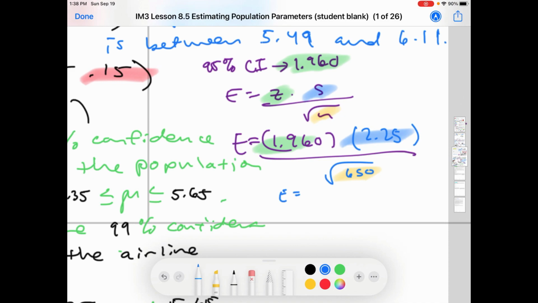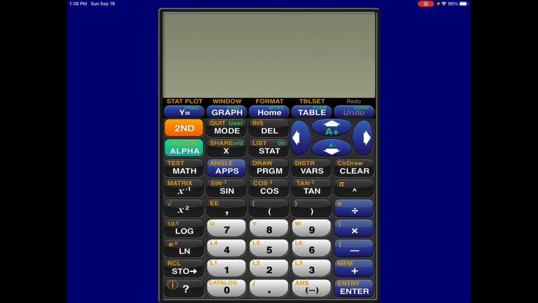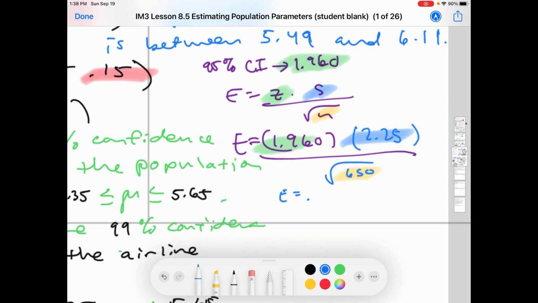All right, so if I take pictures, I don't forget the numbers. Let's do it all at the same time again. 1.960 times 2.25. I'm going to close my parentheses to show that this is the numerator, divided by square root, second x squared, 650. It says red there, so push right. Close the parentheses and then press enter. 0.17.